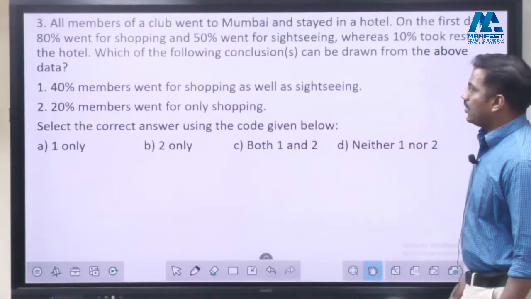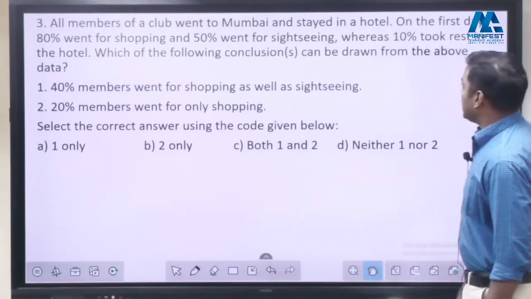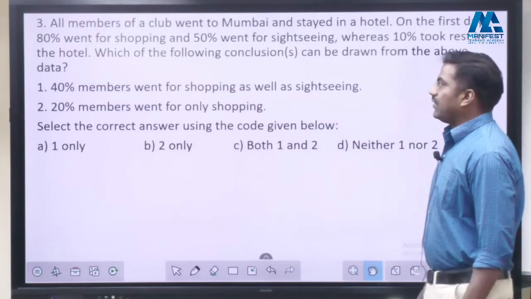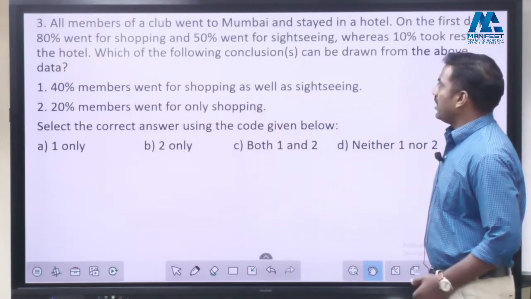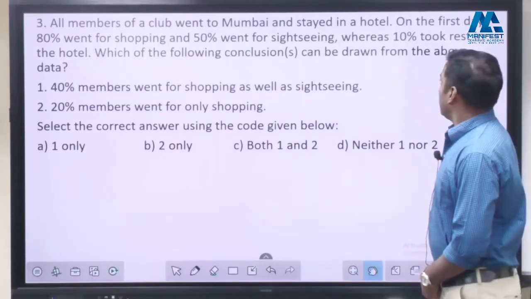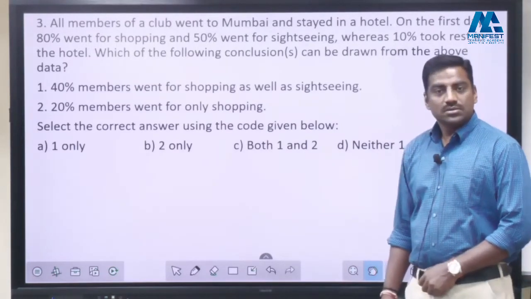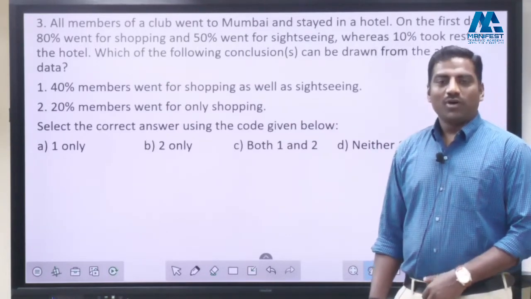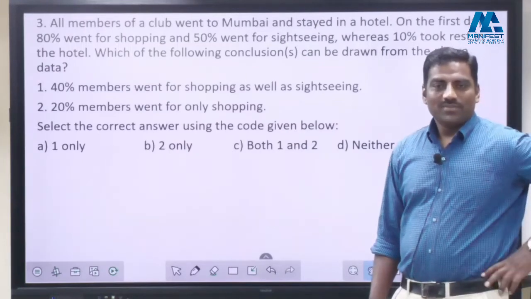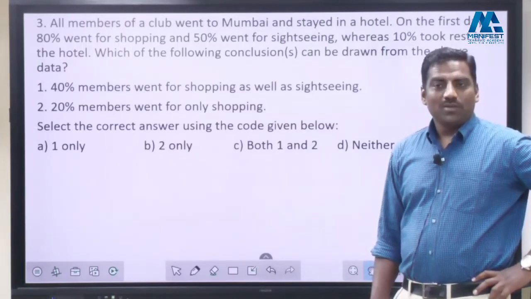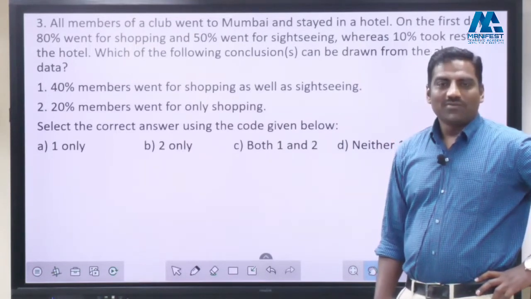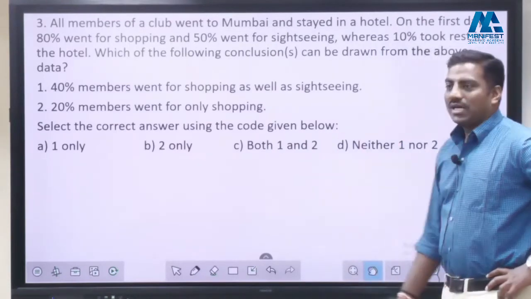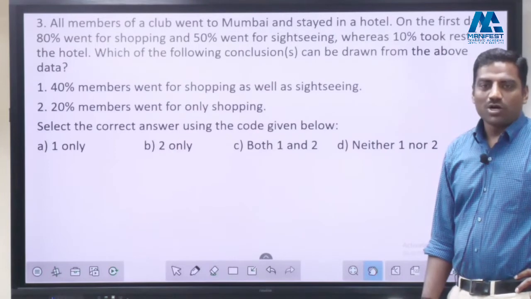All members of a club went to Mumbai and stayed in a hotel. On the first day, 80% went for shopping and 50% went for sightseeing. Is that possible? In 100 people, 80 will go for shopping and 50 will go for sightseeing. So to make it possible, what can we imagine? Some of them have gone for both. And upon that, 10% are taking rest in the hotel only. That means they have not gone out.